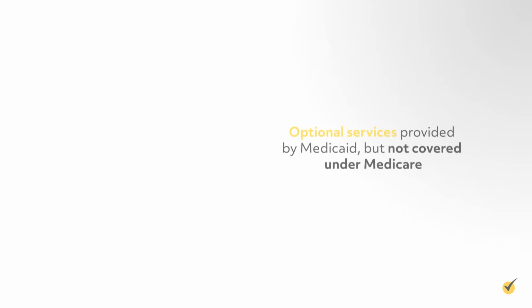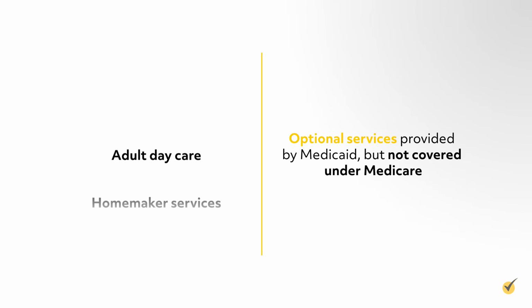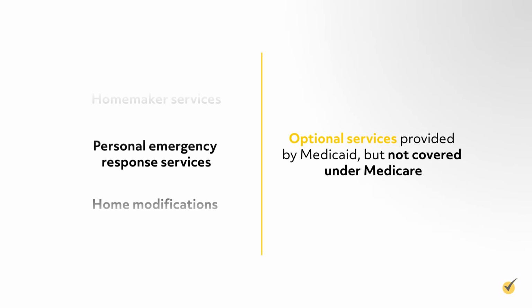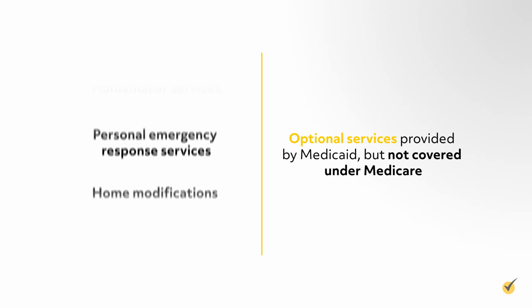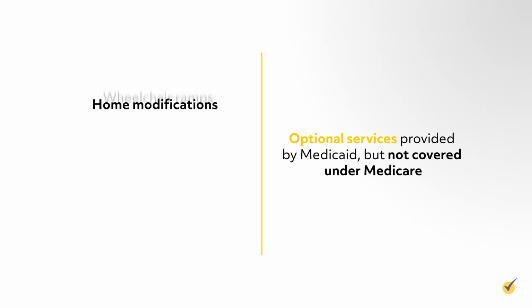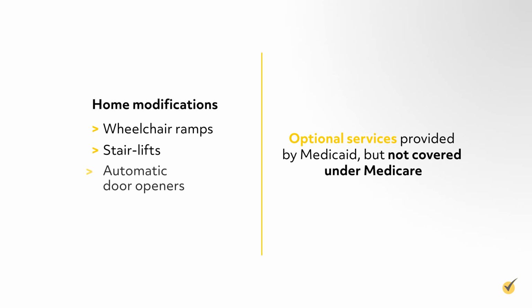Additionally, depending on the state, some optional services provided by Medicaid, but not covered under Medicare, include adult daycare, homemaker services, personal emergency response services, and home modifications such as wheelchair ramps, stair lifts, automatic door openers, and environmental aids for lighting. That was a lot of information, so let's do a quick recap.